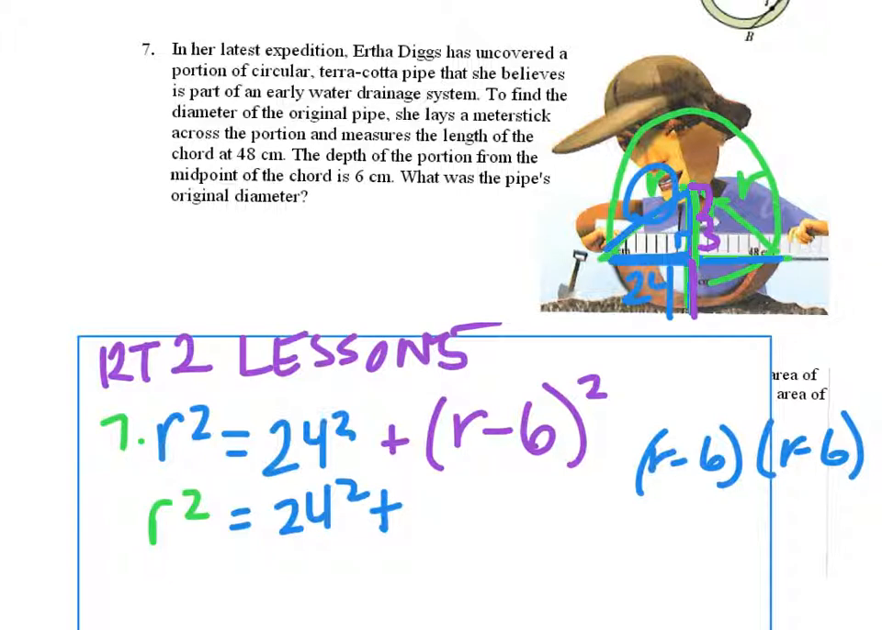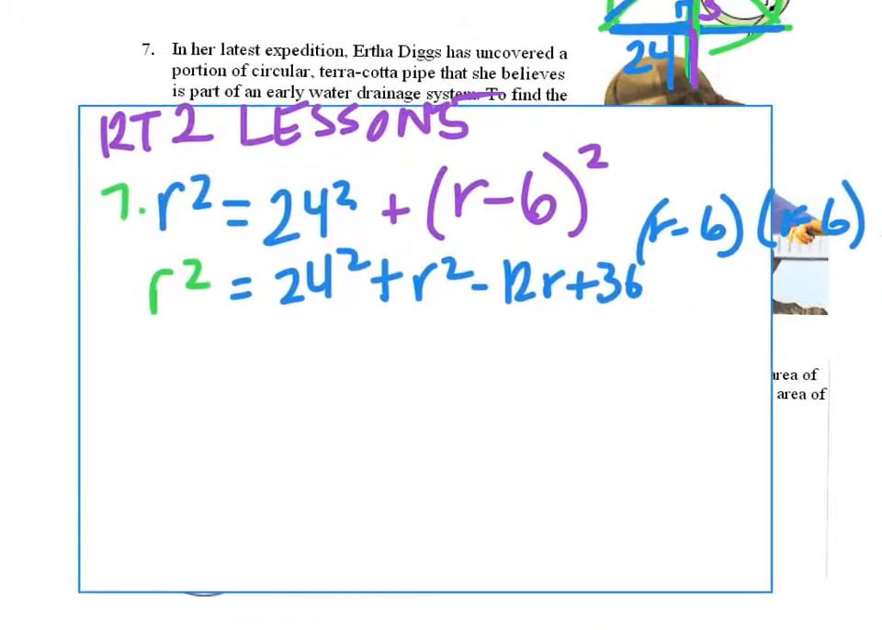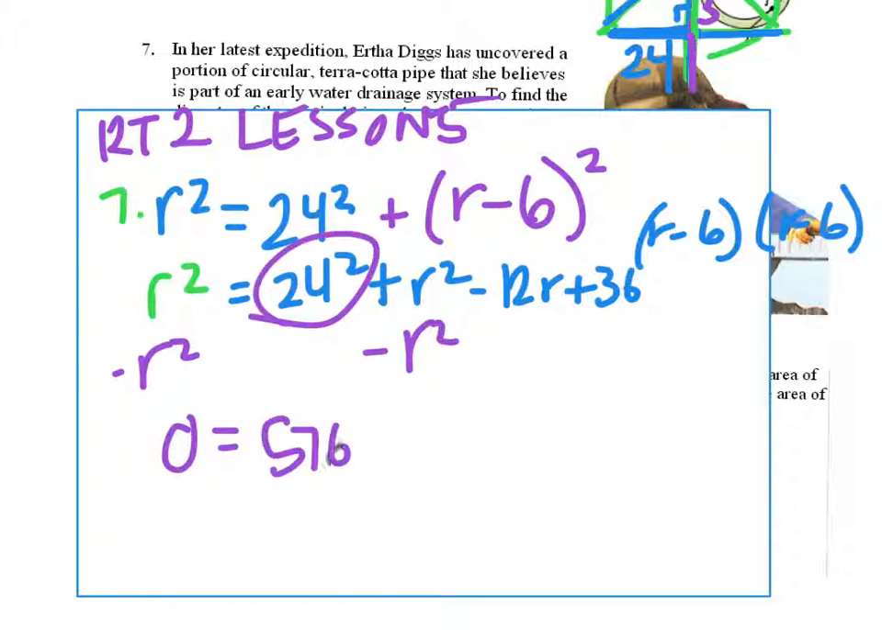I'll end up with R squared, subtract 12R, plus 36. From here, we'll subtract R squared from both sides. That will give me 0 on this side, but it won't be there for long. I know that 24 squared is 576. Let's add the 36 to that.